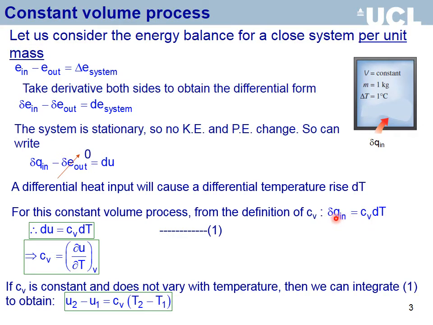So now that I've got del Q in as CV dT, I can substitute here. So I get dU equals CV dT because dQ in is CV dT, right? And I call that equation 1. And if you notice, this is a property relationship. It relates internal energy, which is a property of the system, temperature T, another property, and CV, which is also a property of the system.